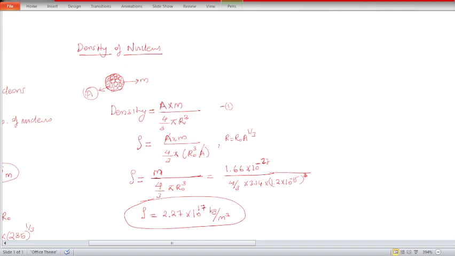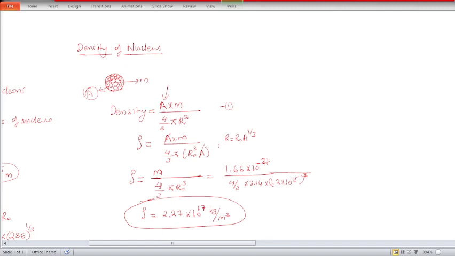So density is very high, and you can also see, whether you consider the density of the nucleus of hydrogen or the nucleus of uranium, all of them have the same value. Which means that the nuclear density is a constant. If you consider uranium and substitute, for example, 235 here, it will cancel out, and the nuclear density for any nucleus will be constant, which is 2.27 into 10 raised to 17 kilogram per meter cube.